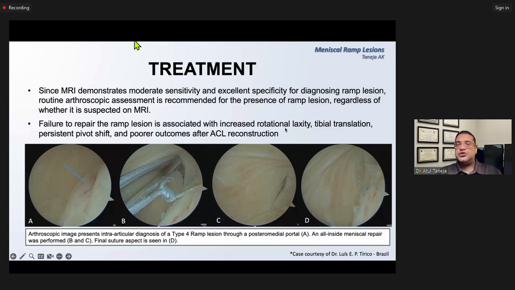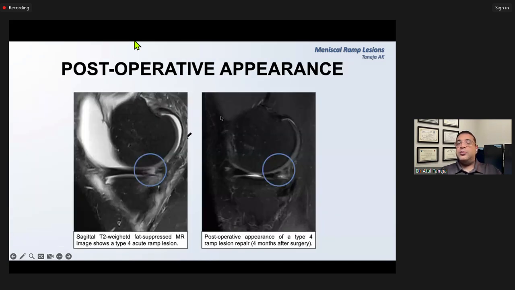Failure to repair is associated with increased rotational laxity, tibial translation, persistent pivot shift, and poor outcomes, meaning re-tear of the ACL. Postoperative aspect, this is an acute ramp lesion type 4, and then a few months after repair, after surgery, we can see the gap.